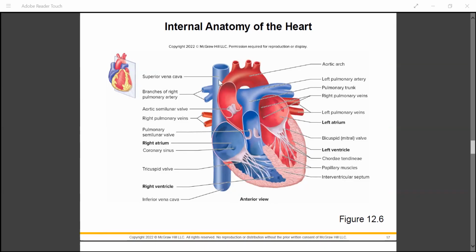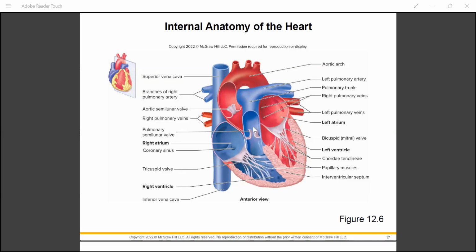So blood's going to come back to the right atrium via the inferior and superior vena cava. That blood from our atrium is going to pass through the tricuspid valve and fill our right ventricle. Our right ventricle's job is to get blood to the lungs. It pumps through the pulmonary valve, up the pulmonary trunk, and into the pulmonary arteries. So the pulmonary arteries are going to carry that deoxygenated blood to the lungs.